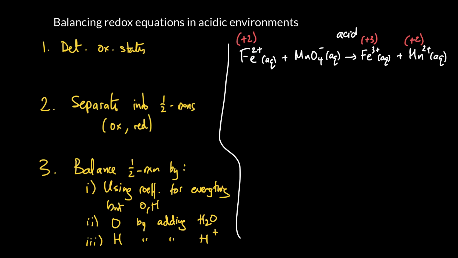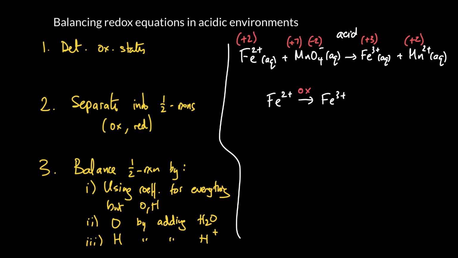Oxygen is -2 in compounds. We know that manganese must be +7, and the reason for that is that when we add up 4 oxygens and 1 manganese, it adds to -1. We can look at that and separate into the half reactions. First off, the iron 2 is changing into iron 3. That is an increase in oxidation state, so that means that it is an oxidation.